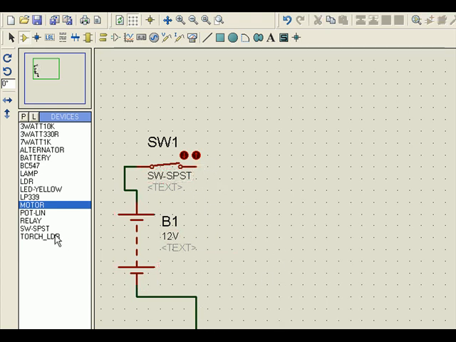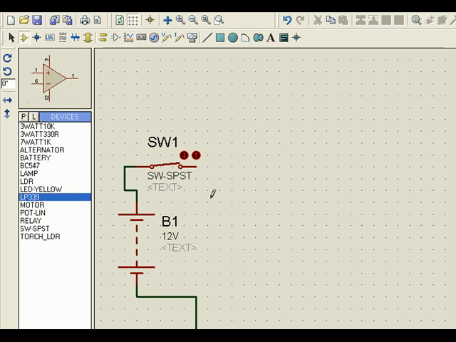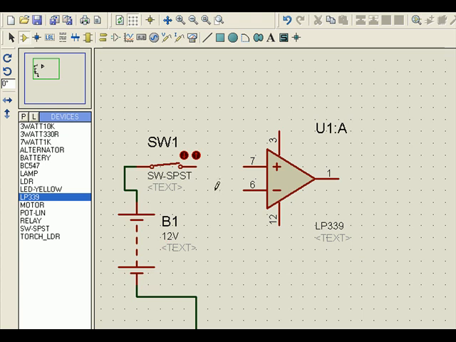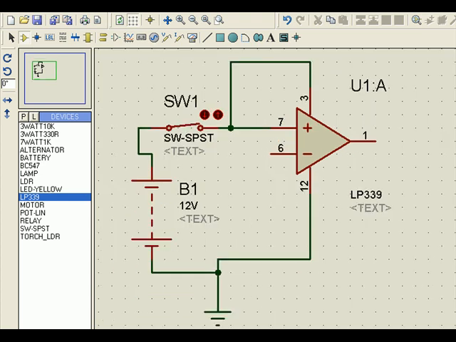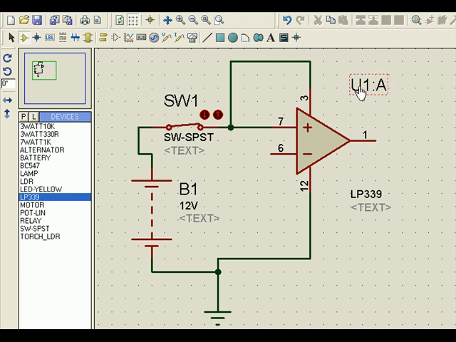Let me have the switch and battery connection as it is, and let me go over to an operational amplifier. I take an operational amplifier like this, and as usual, I have to give a supply to the operational amplifier. I give a supply to this like this. So we give a supply to the IC, positive, negative.